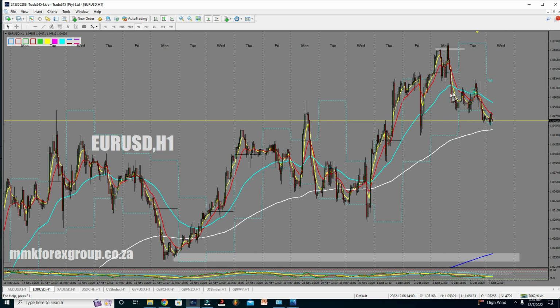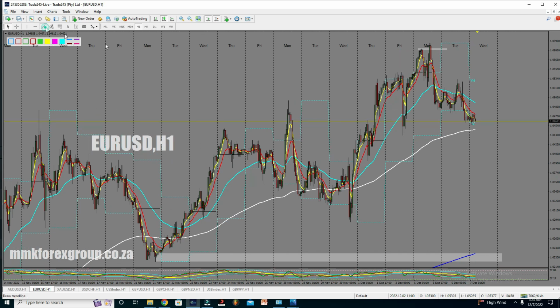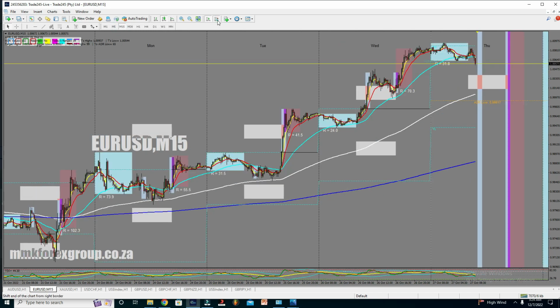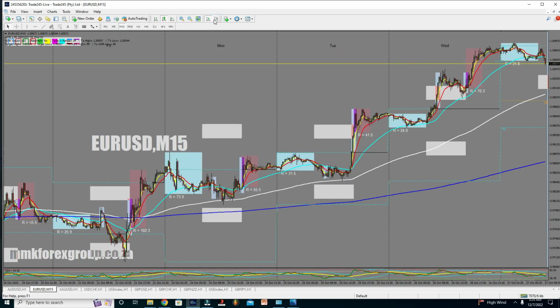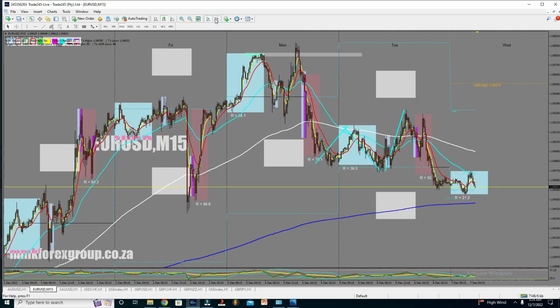The next day we had a nice trap. Dealer gave us the first leg, right? And then the dealer came through the second leg with another clear grab of the stops. Remember, don't trade until the stops are hit. So if we look at this from the M15 time frame, this is what we can identify. Sorry about that.